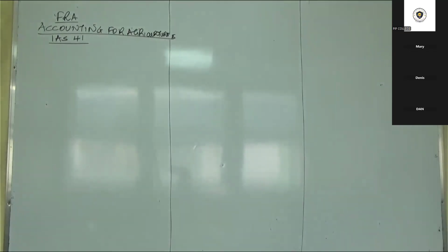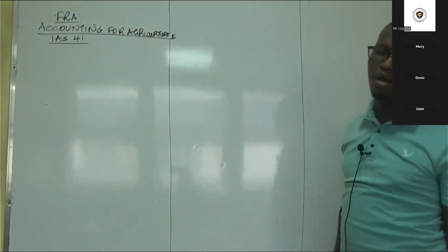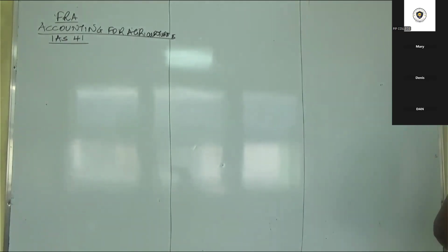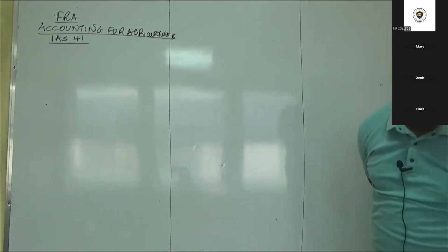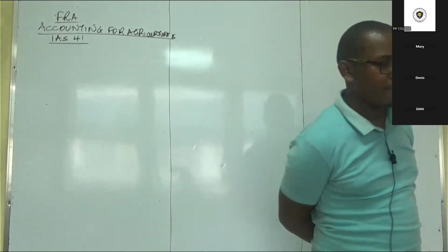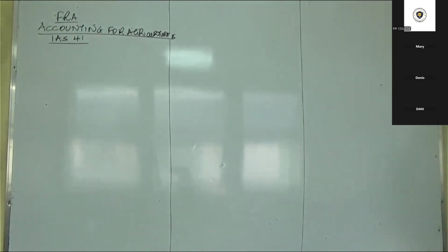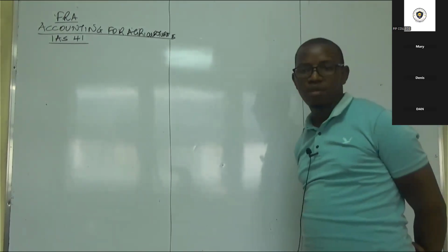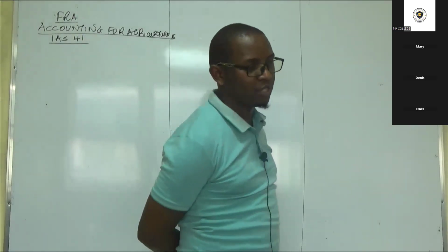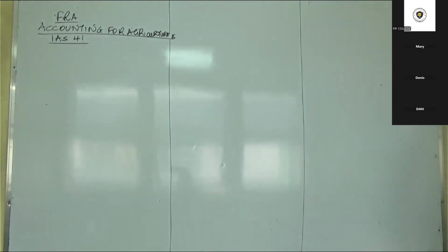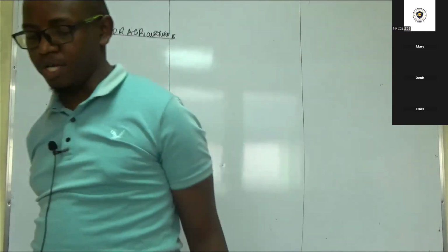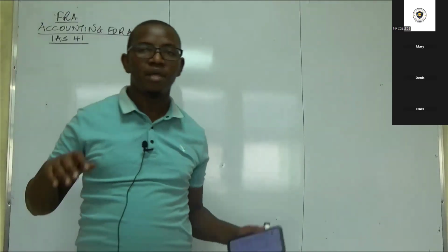Number two, say, the gain on initial recognition of a biological asset at fair value less cost to sell, and changes in fair value less cost to sell, should be included in the profit or loss account.